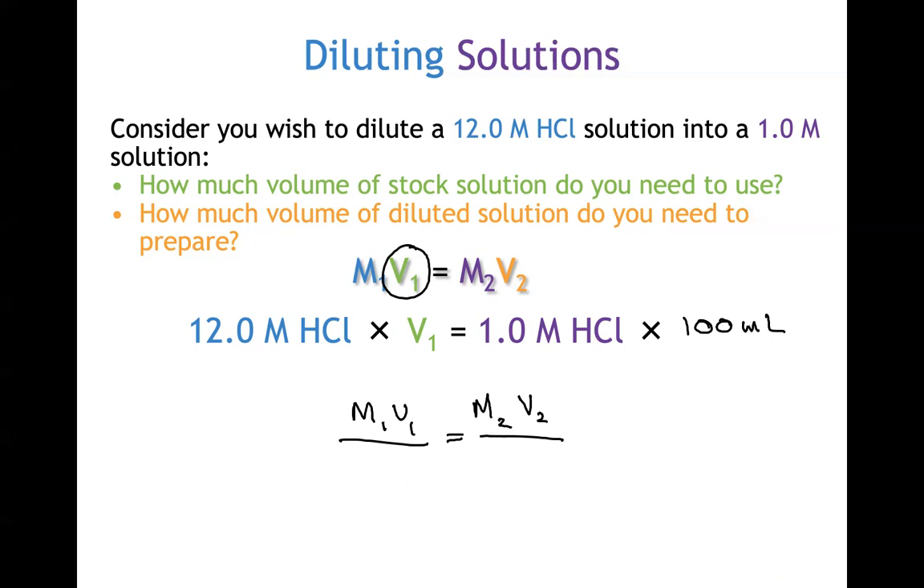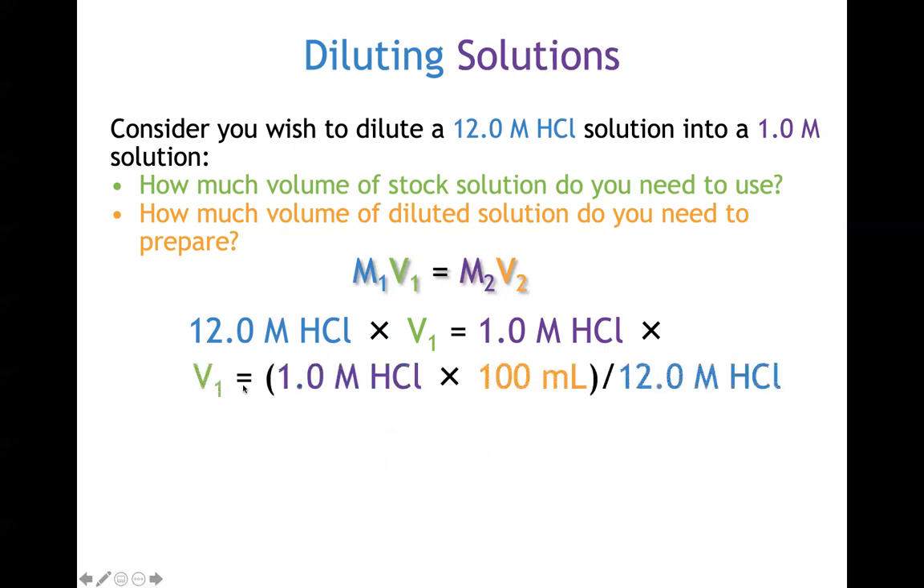So we're going to divide by M1, right? M1 cancels M1, and then we get V1 is equal to M2 V2 over M1. Okay, we divided both sides by M1. So we could solve for it. Okay. So then V1 is equal to 1 molar of hydrochloric acid times 100 milliliter over 12 molar hydrochloric acid.